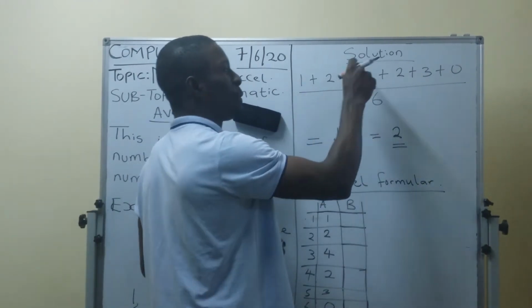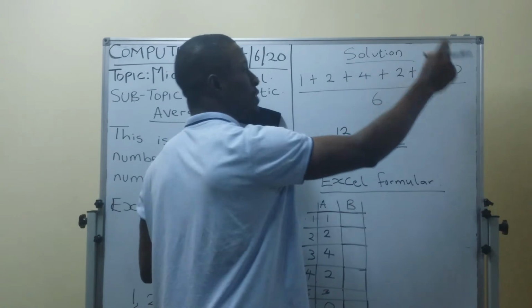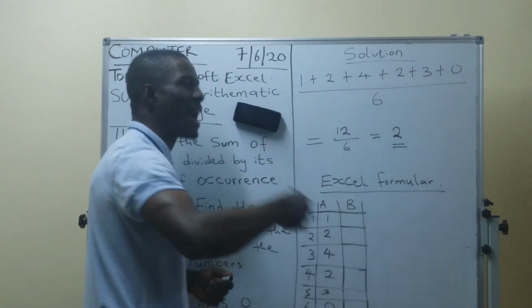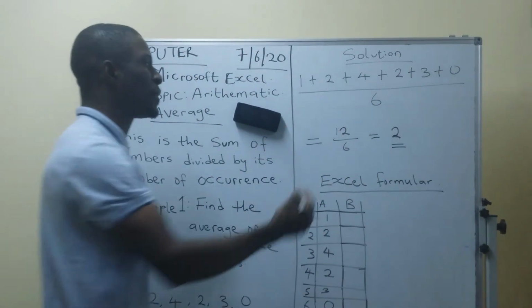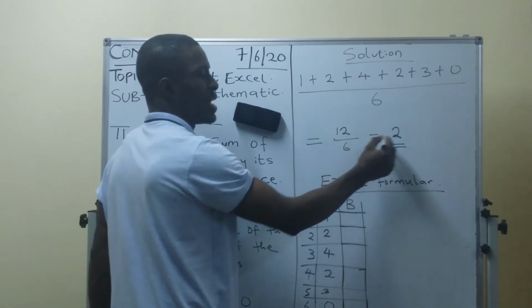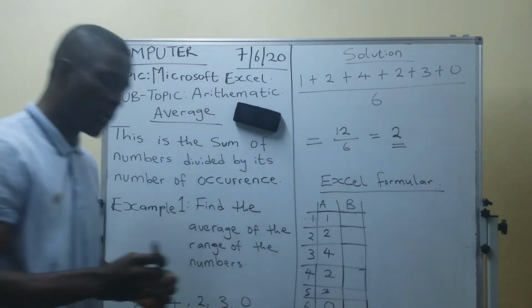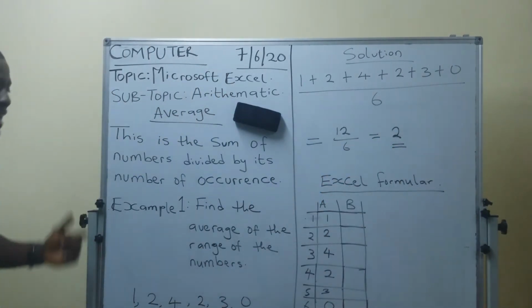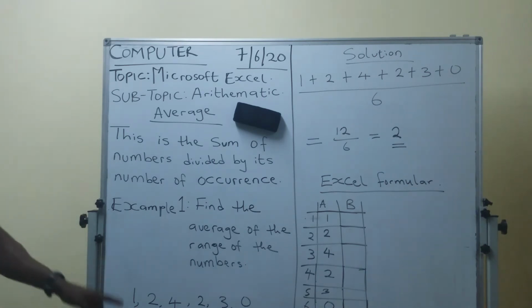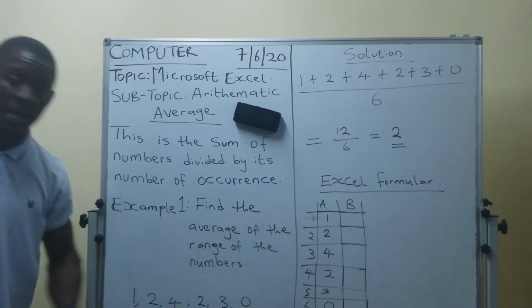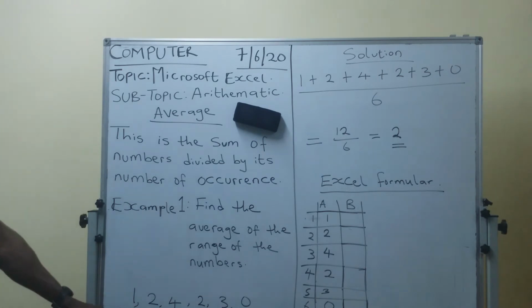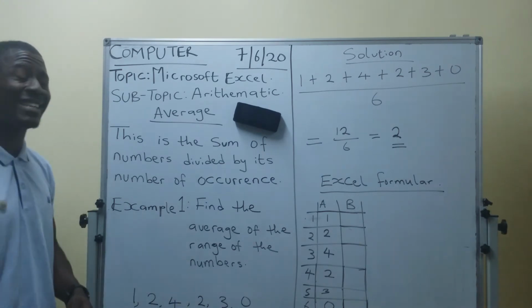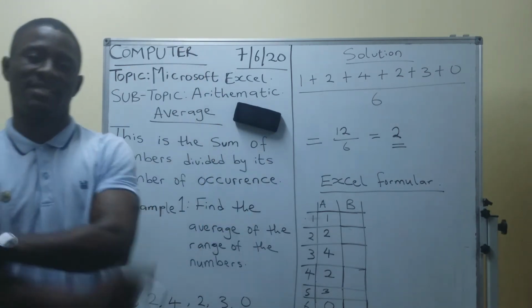This plus this plus this plus this plus this plus this will give you 12. Divided by its number of occurrence, which is 6. We have it here, and the answer is 2. So, viewers, what is the average of this range of numbers? The average of this range of numbers is equal to 2.